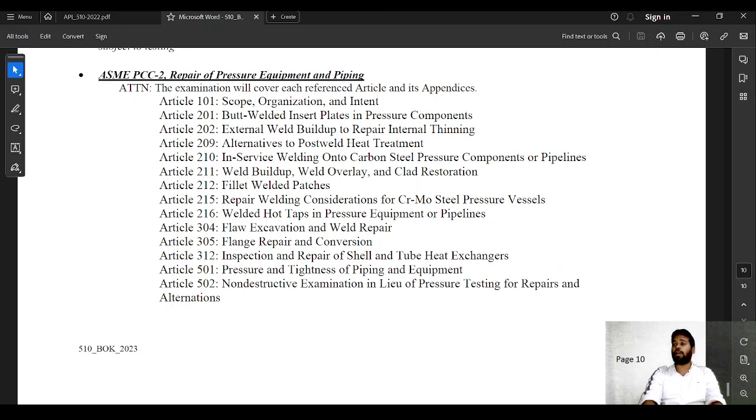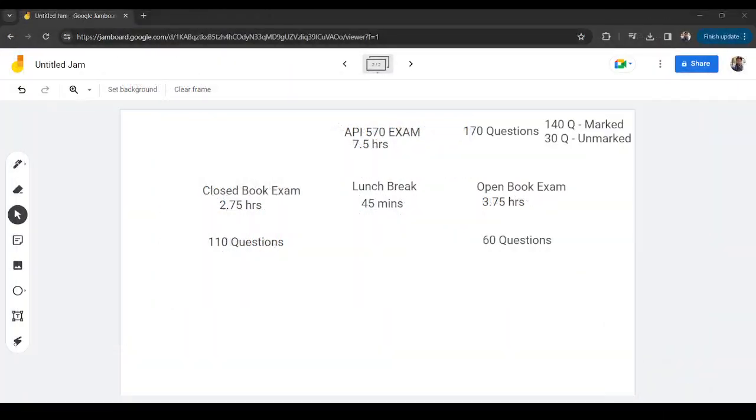So this is your body of knowledge. This is your syllabus that you would need to study if you are planning or preparing for the API 510 examination, that is Authorized Pressure Vessel Inspector. Obviously, it's an in-service inspector. Now, let's see how that examination is structured. So this is how the examination is structured.